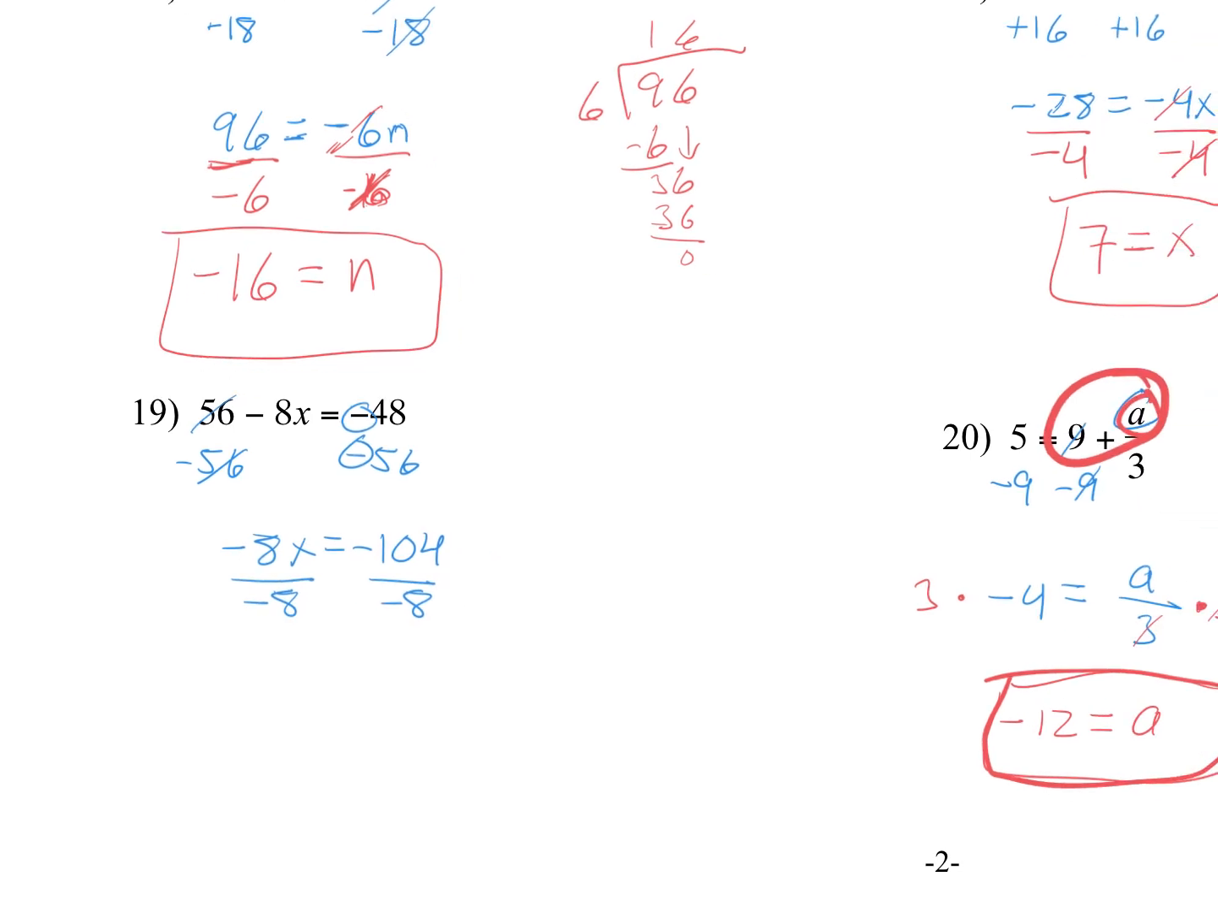I can't do that off the top of my head, so let's write it off to the side. It goes into 10 one time, and then goes into 24 3 times. So we get x equals 104 divided by 8, which is going to be 13, and since they're both negative, we keep it positive. So we get x equals 13.